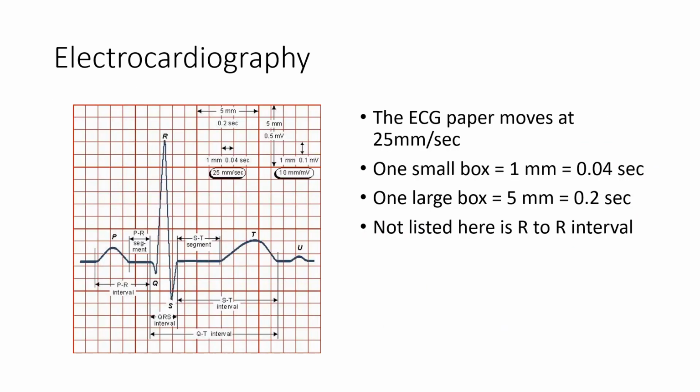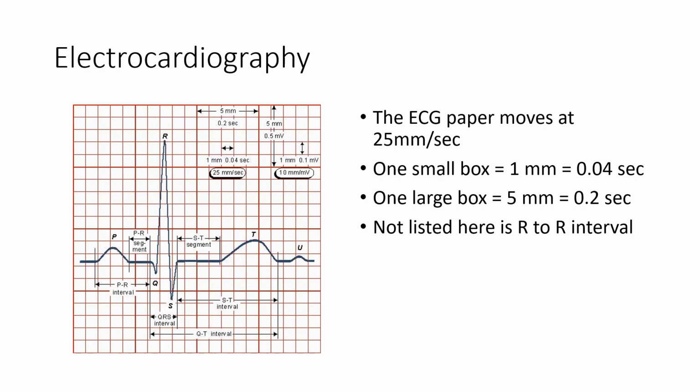The EKG paper will move at 25 millimeters per second. It does move fairly quickly. One small box equals 0.04 seconds. One larger box, which you see kind of outlined here, it's 5 by 5. That represents 5 millimeters or 0.2 seconds.